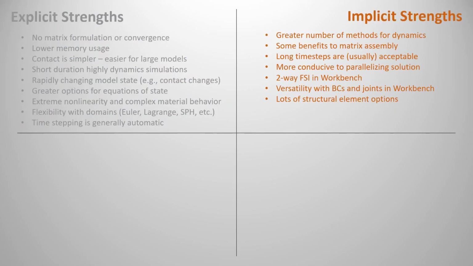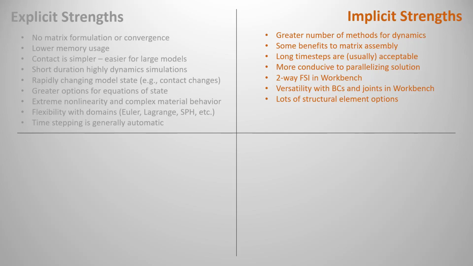Implicit strengths, in general, there are a greater number of methods that you can use. So I'm thinking specifically about things like linear dynamics. If you want to understand how a system will respond to a shock or vibration load, there are analysis methods that you can employ that really take advantage of the matrix math. So they're a little bit stronger on that front than the explicit method. Yeah, so there are some benefits to that matrix assembly. Any analysis that involves a long runtime and longer time steps, usually implicit. There's a point at which the implicit approach makes a lot more sense.